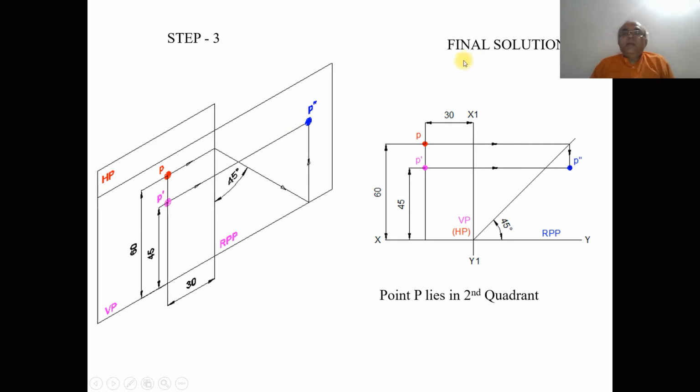Now we need to write the final solution. To do that, first we are going to draw the XY line and the X1 and Y1 line, and identify the planes VP, HP and RPP. Here HP we put in brackets basically because HP is the plane which has been rotated, because VP is always fixed in all the four quadrants.